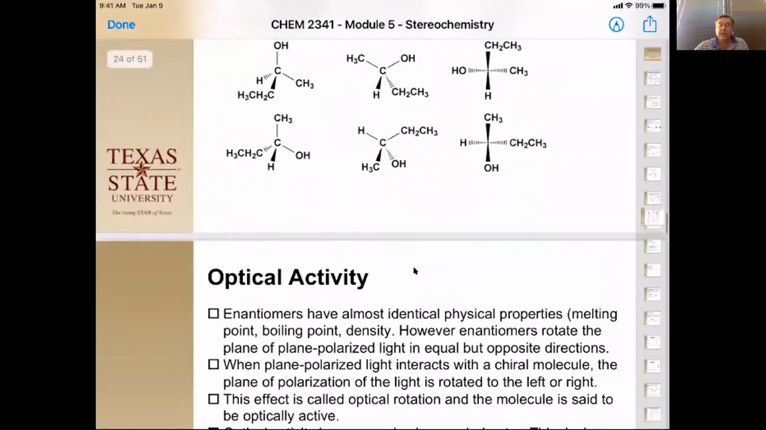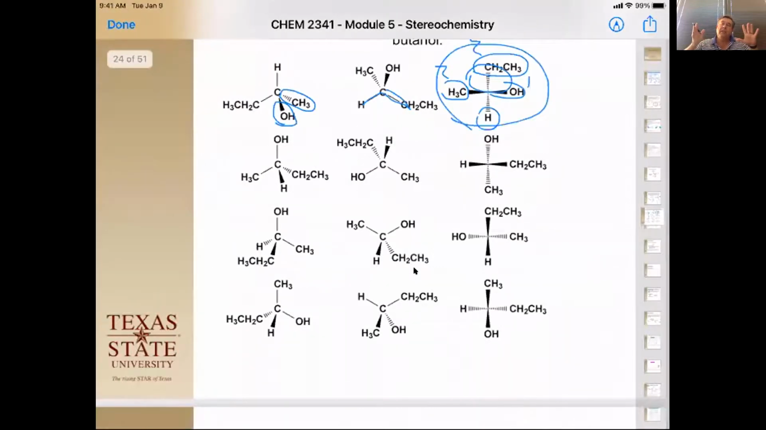Okay, so do we have R and S assignment down? Okay, go ahead and practice this. If you don't, go ahead and email me. And again, we're going to have an activity next week, so we get a little bit extra practice. So I said before that these have all the same connections. They're only different in space, and therefore they have the exact same boiling points, melting points, etc.